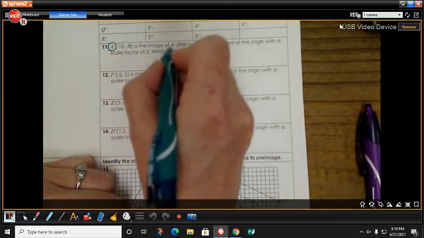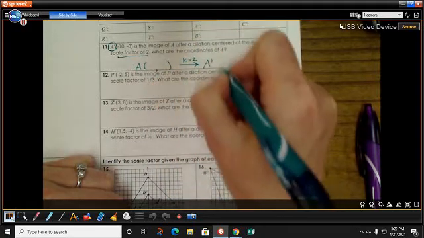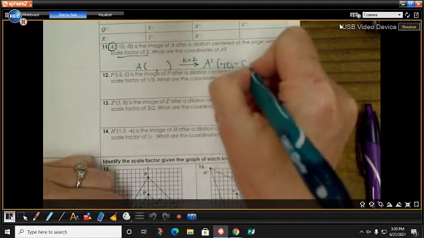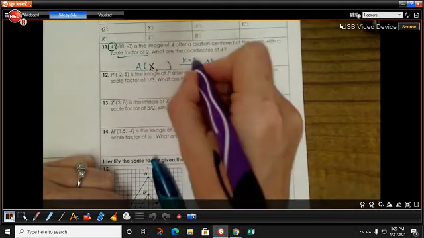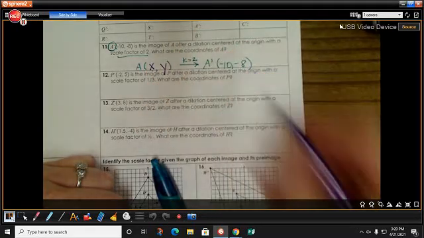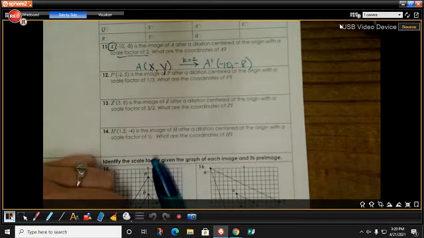And so notice what I have here. I said A prime is -10, -8 is the image of A after a dilation with a scale factor of 2. So notice I don't know what A was, but I used a scale factor of 2 to get A prime being -10, -8. And so I'm going to have to think, what did I double to get -10 for x? And what did I double to get -8 for y? And that's just straightforward algebra there. You can figure it out if you want to.